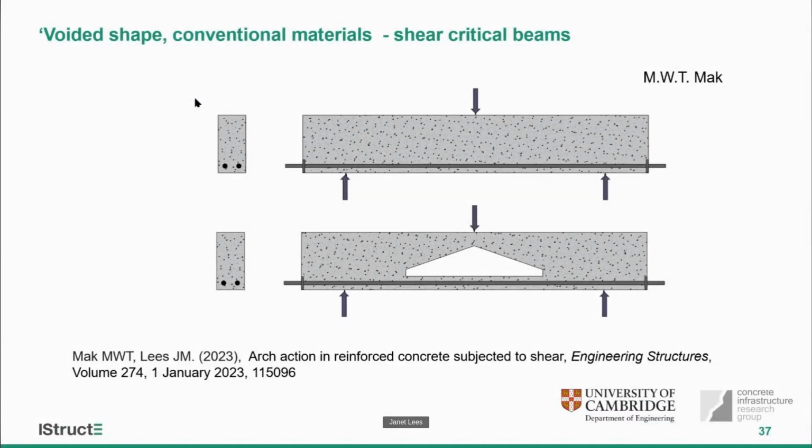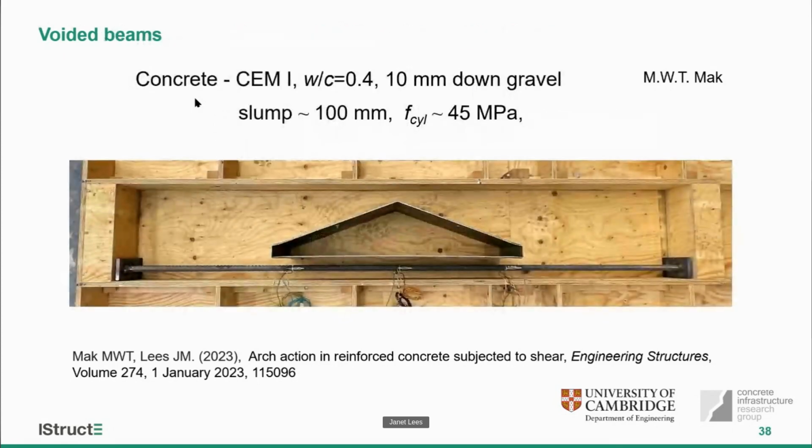And what he did was he looked at beams. These are shear critical. They have no transverse steel in them. And the beam on the top is a fairly conventional prismatic beam. But what he's done in the beam underneath is actually have a void within the structure. What he then did was load these in effect in 3-point bending, and he tested them to failure.